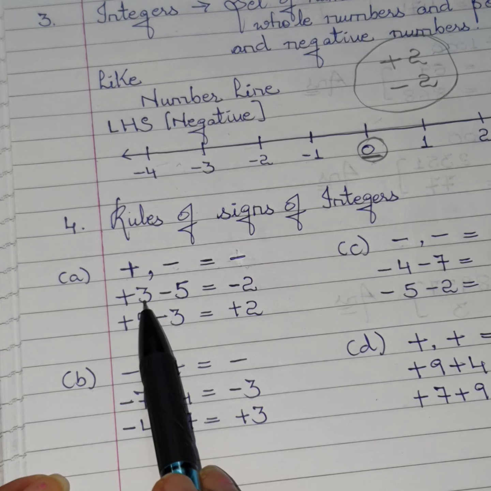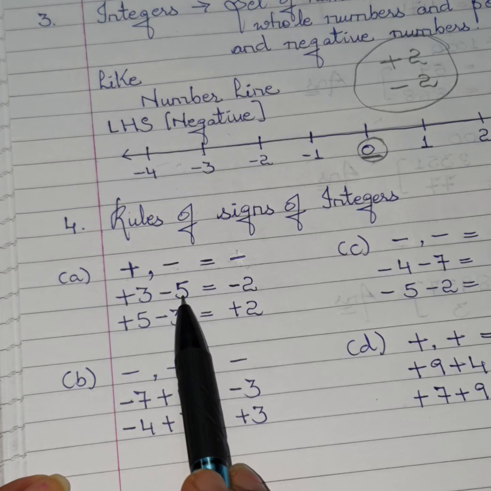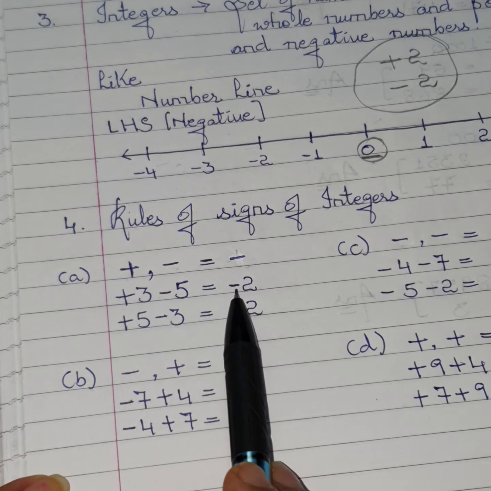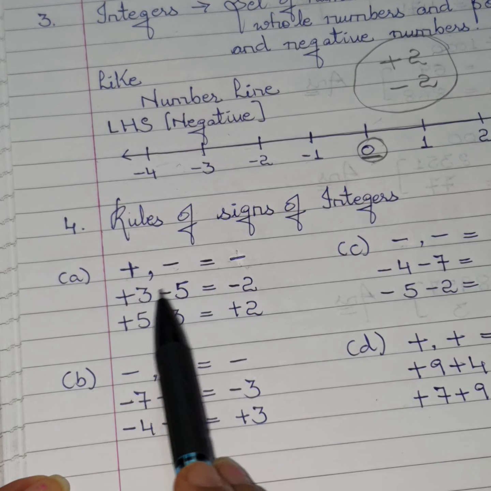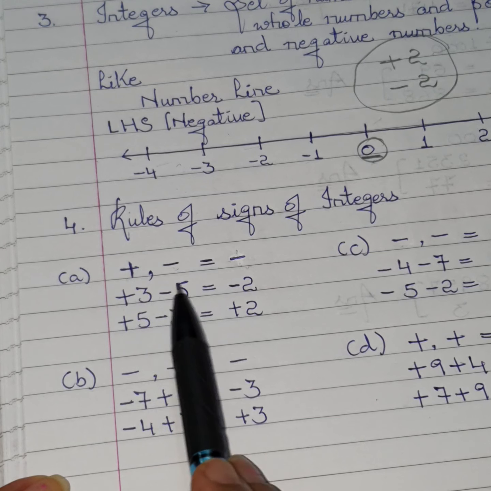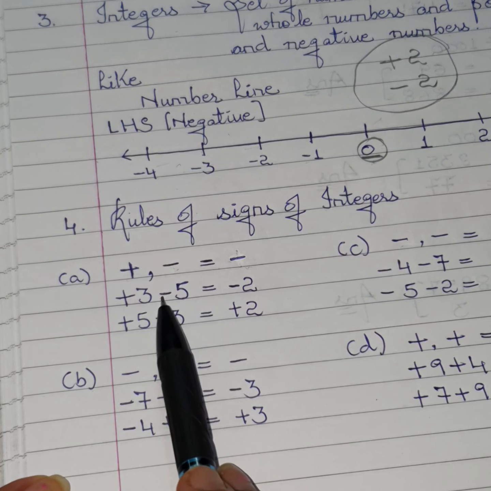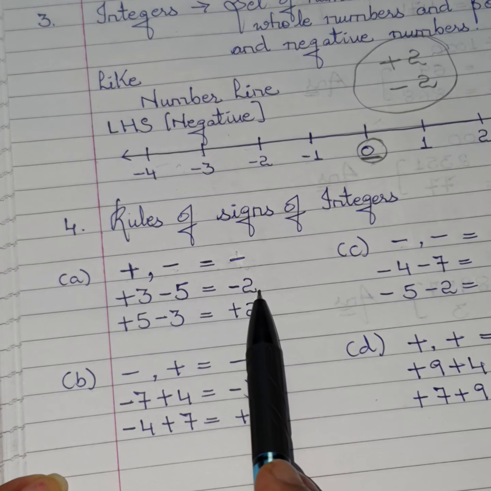So subtract the smaller number from the greater number. So 3 will be subtracted from 5. So 5 minus 3 will give you 2. Now you have to see which number is greater out of 3 and 5. So 5 is greater, and the sign before 5 is minus. So in the answer also the minus sign will come.